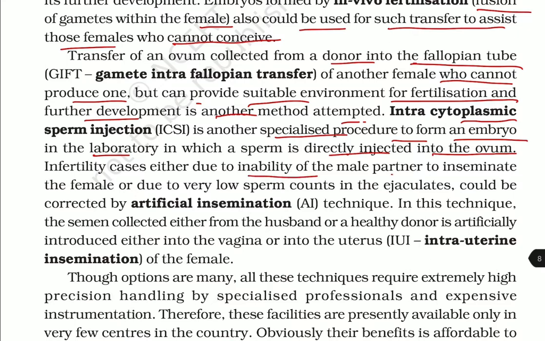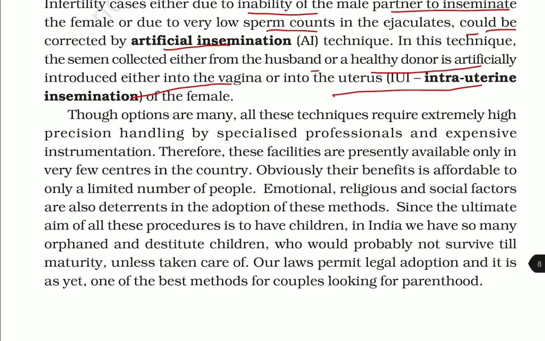Infertility cases, either due to the inability of the male partner to inseminate the female or due to very low sperm counts in the ejaculates, could be corrected by artificial insemination, that is the AI technique. In this technique, semen collected either from the husband or a healthy donor is artificially introduced into the vagina or the uterus, intrauterine insemination, of the female.